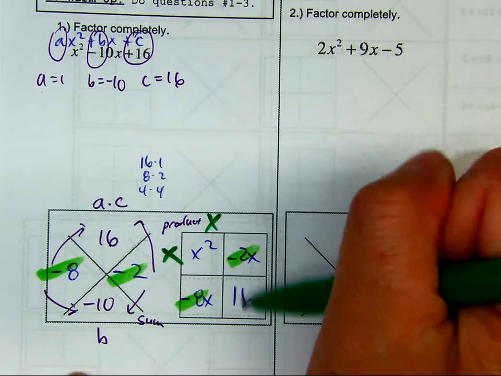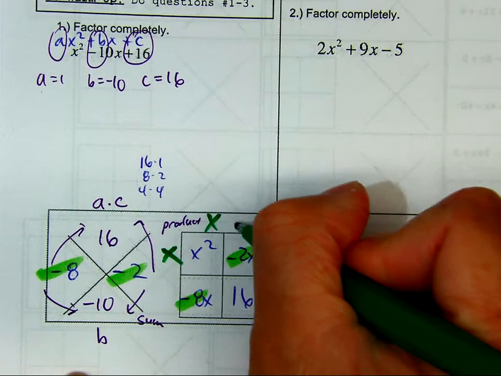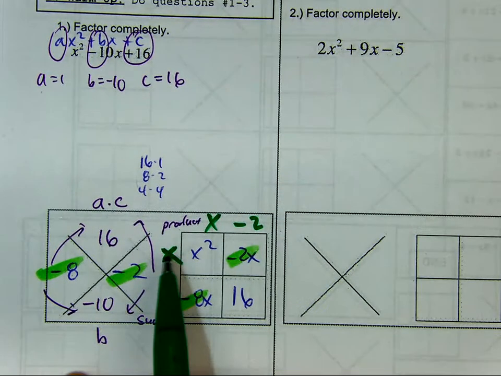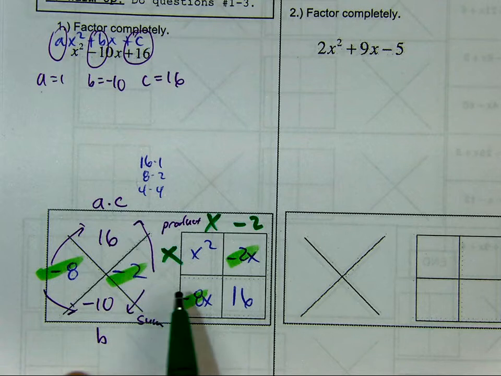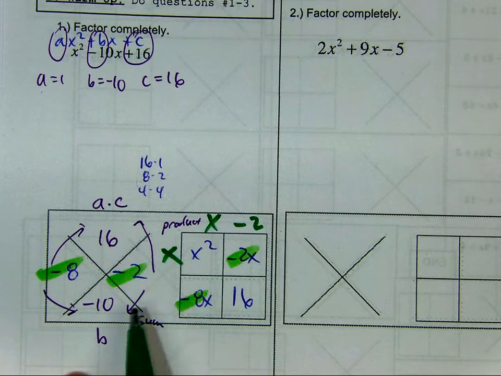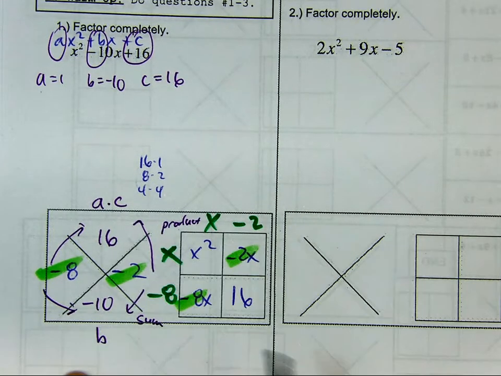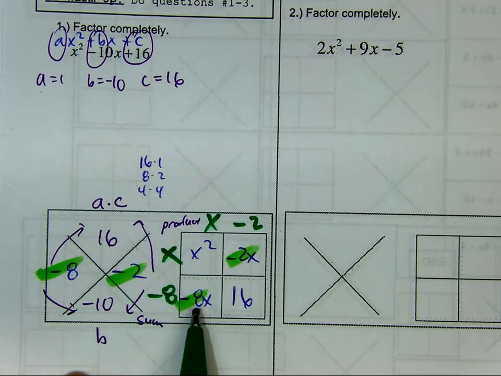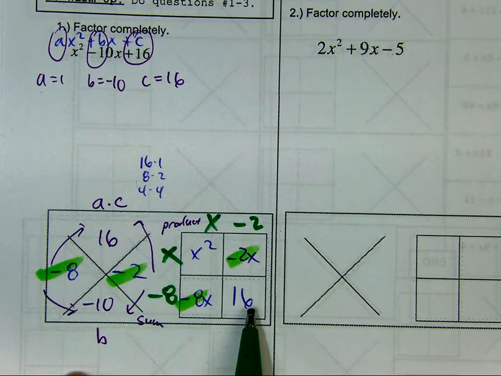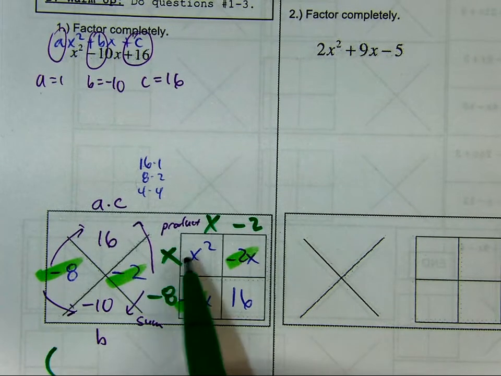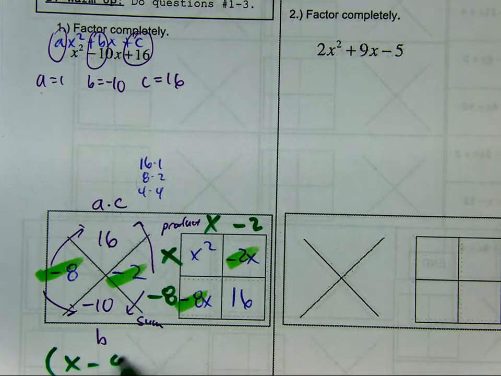What's the greatest common factor here? Negative 2. If you didn't know that, you can always multiply. X times negative 2 gives you negative 2x. Greatest common factor here? Negative 8. Negative 8 times x gives you negative 8x. And negative 8 times negative 2 gives you a positive 16. Your answer is x minus 8 and x minus 2.